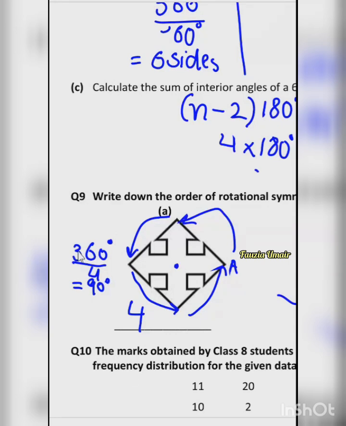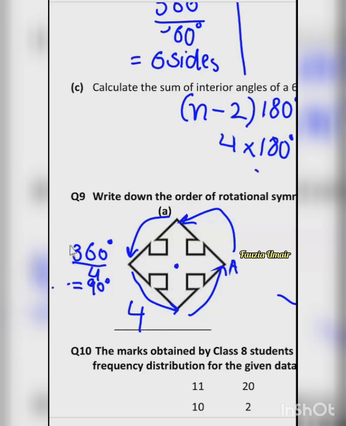I have a question here. Why are we dividing 360? Why are we using 360 here for the angle of rotation? Because the whole square is rotating on a point, so it makes a full 360 rotation.